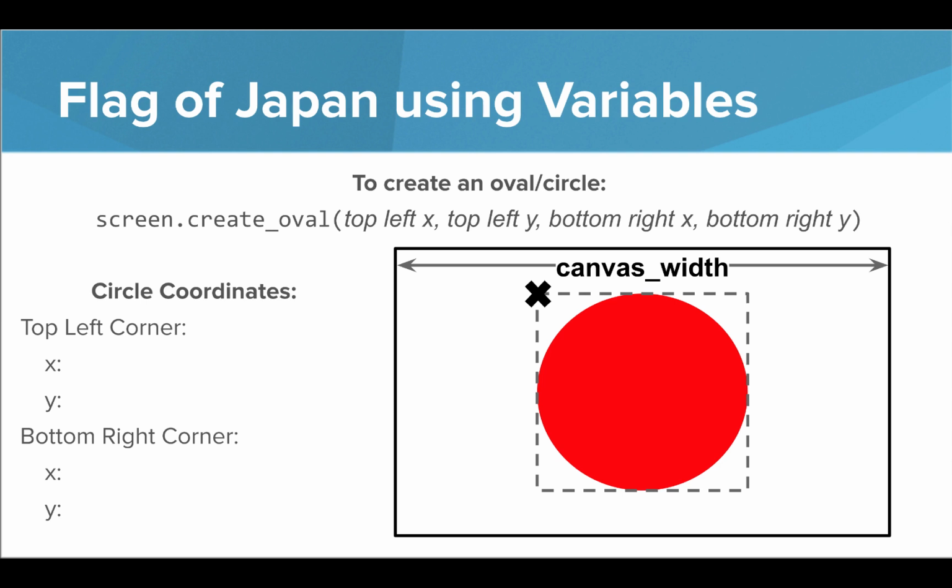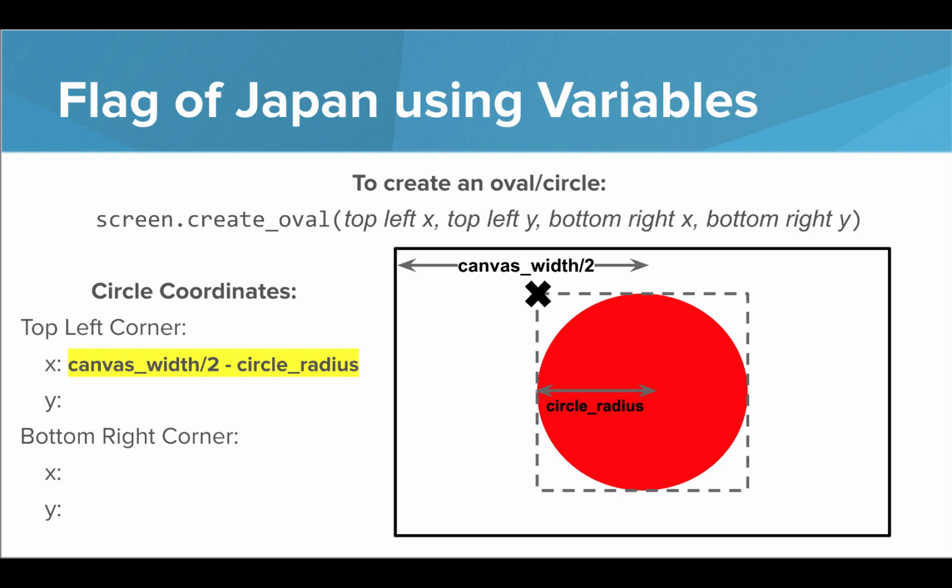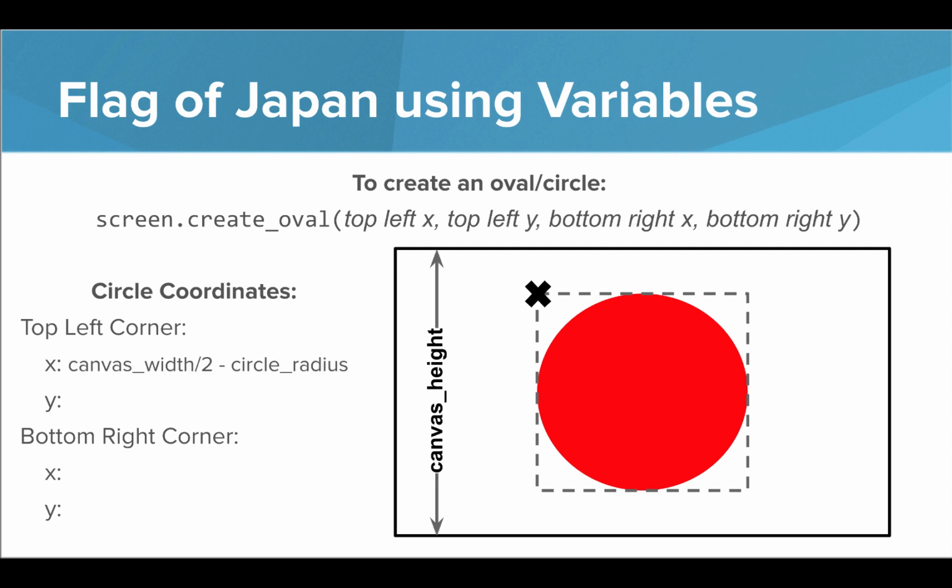We can now use the variable canvas width to represent the entire canvas length, which means that half of this length would just be canvas width divided by 2. If we subtract the value of circle radius, we'll find the x-coordinate of that point, no matter what the actual numbers are. Now let's figure out the y position of this point.